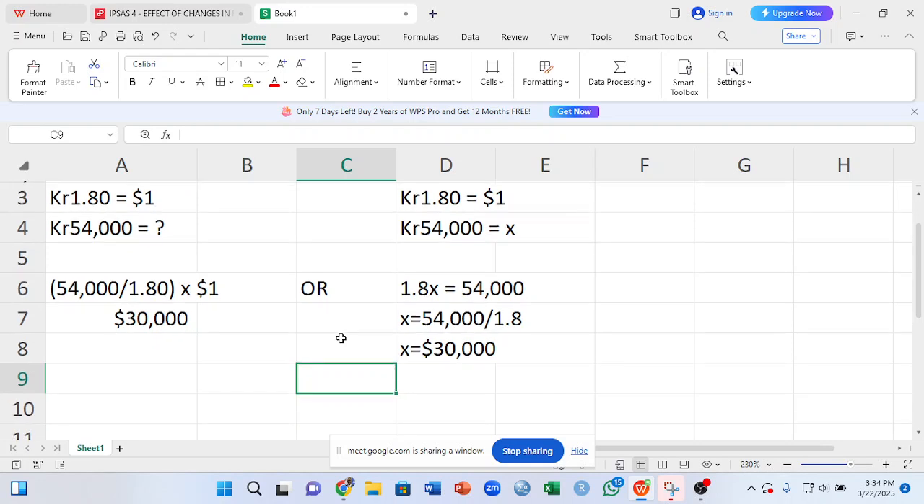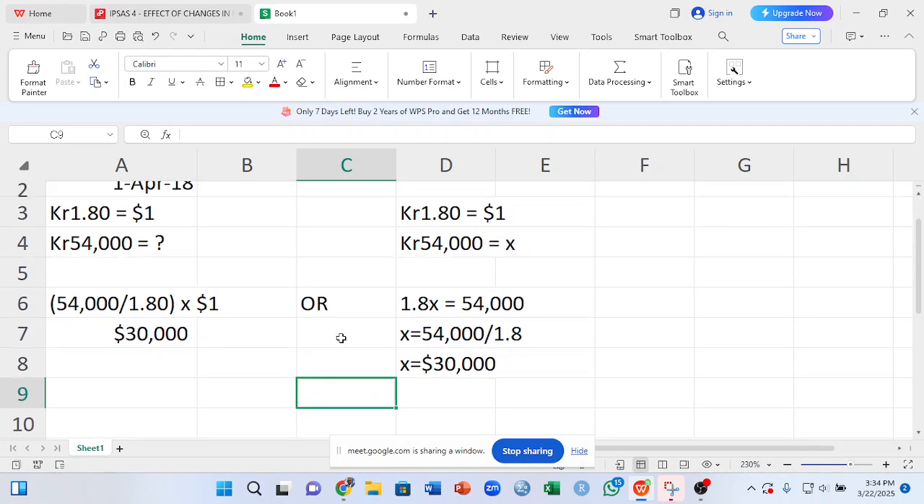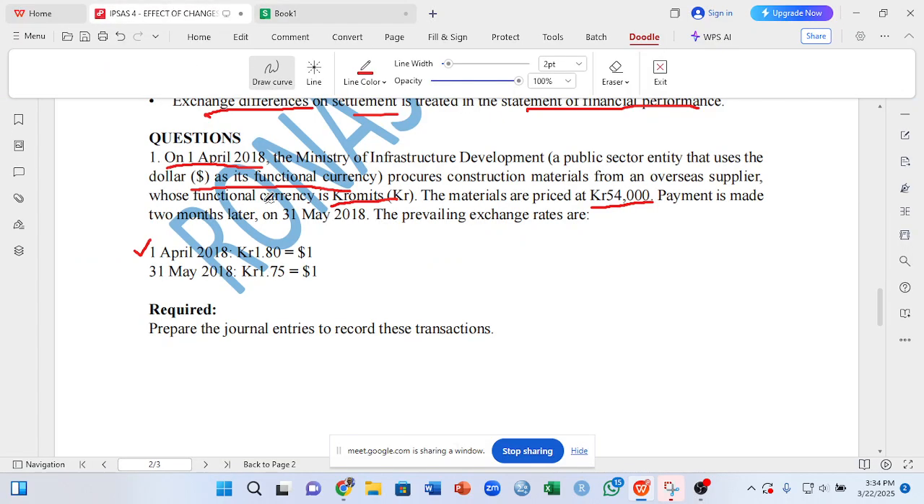Okay, so that's what you do at the transaction date. Once we do this at the transaction date, the next thing we need to look at is, was there a payment within the year? So you have to check within the year, were we having any payment? If you read the last aspect of the question, it says payment is made 2 months later on 31st May 2018.